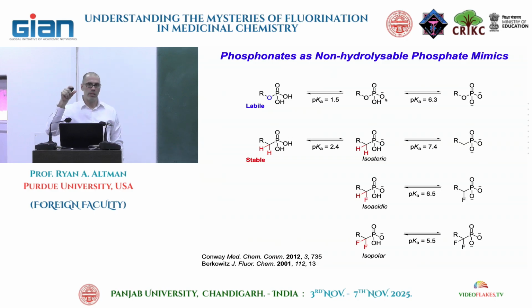Now, in order to generate biological probes or therapeutic candidates for which you can engage the enzyme with a phosphate-like substructure without having the liability of that phosphate falling off, we can use phosphate mimetics. And one common strategy is to introduce a carbon-phosphorus bond. That carbon-phosphorus bond can't cleave.